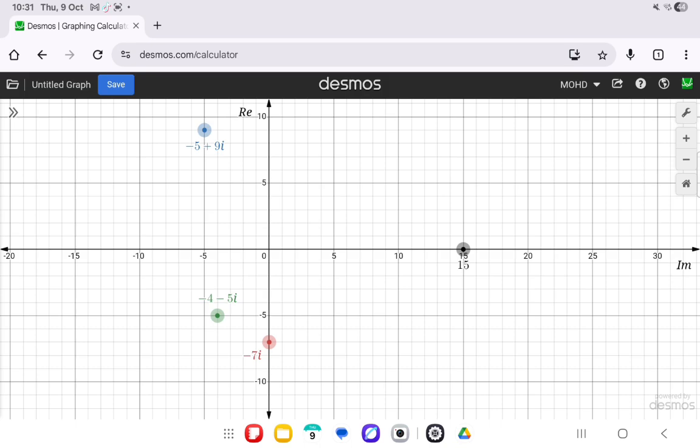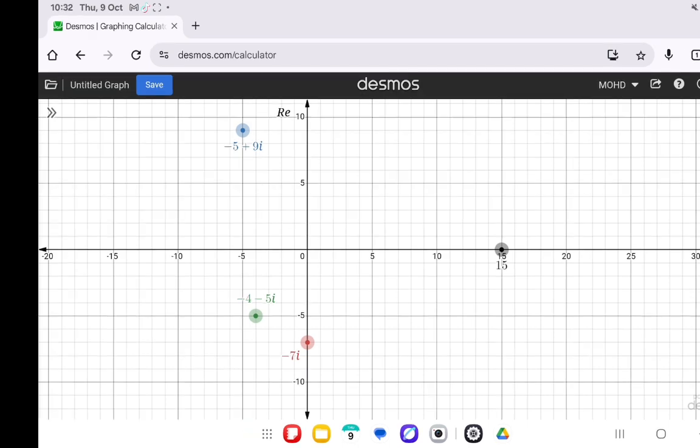In our subject, the way we graphically represent a complex number on the Argand diagram is not just by plotting. Later on, we also need to connect it to the origin, which is (0, 0). Let's do that next.